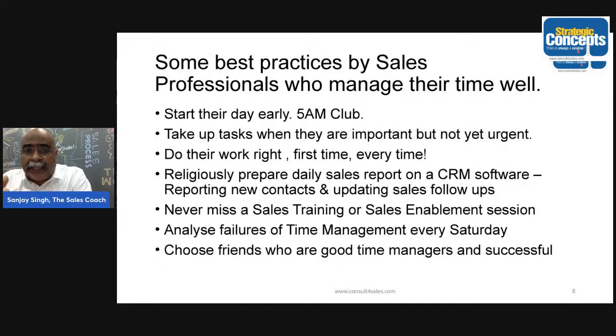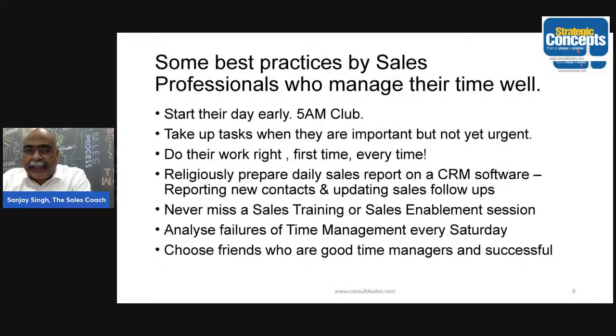My tip number 5 is: never miss a sales training or a sales enablement program. Whichever company you're working for organizes a lot of sales training and sales enablement programs for you. Many times I have seen salespeople miss these programs on the alibi that they don't have time, or that they need to go and meet a customer. Actually, you're doing a disservice to yourself by omitting these programs. Always attend sales training and enablement programs, because that also teaches you how to manage your time better. Every empowerment in sales teaches you how to do your work better, and every time you learn how to do your work better, it helps you in managing your time better.